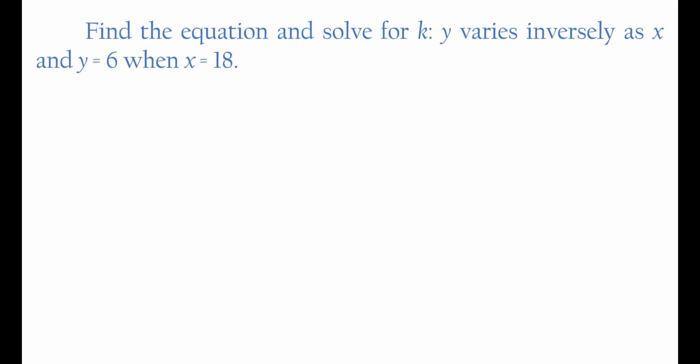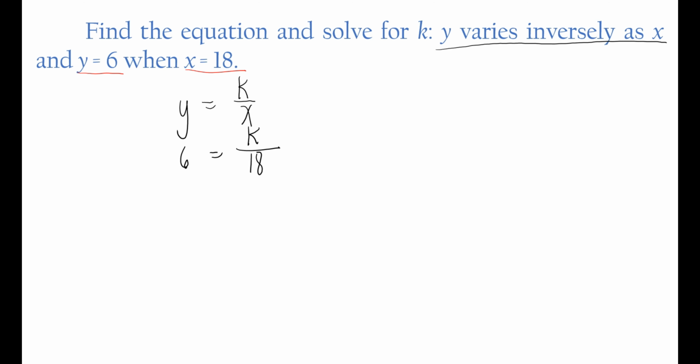First, we have to translate the statement "y varies inversely as x" to the mathematical equation y equals k over x. And then we will use the given values, y is 6 when x is 18, to substitute and solve for the value of k in our equation. Now, the value of y is 6, k will be retained, and x is 18. And then solve for the value of k in this equation.